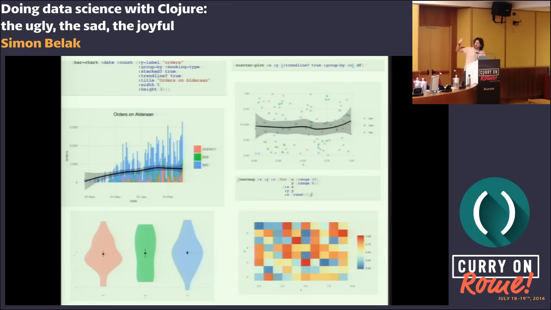So we have a small Clojure DSL, which then gets compiled to R, which produces an SVG, and then that's sent to the notebook. And you have a very expressive visual library available in Clojure with very little code.